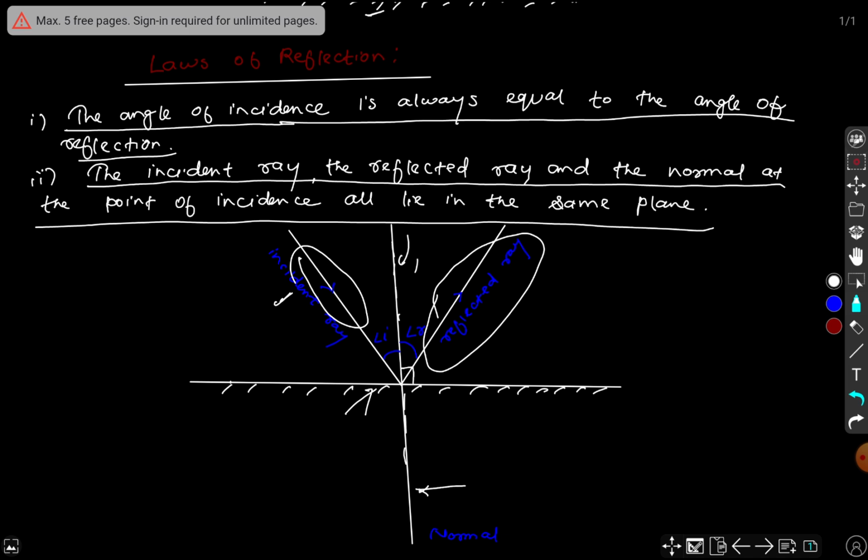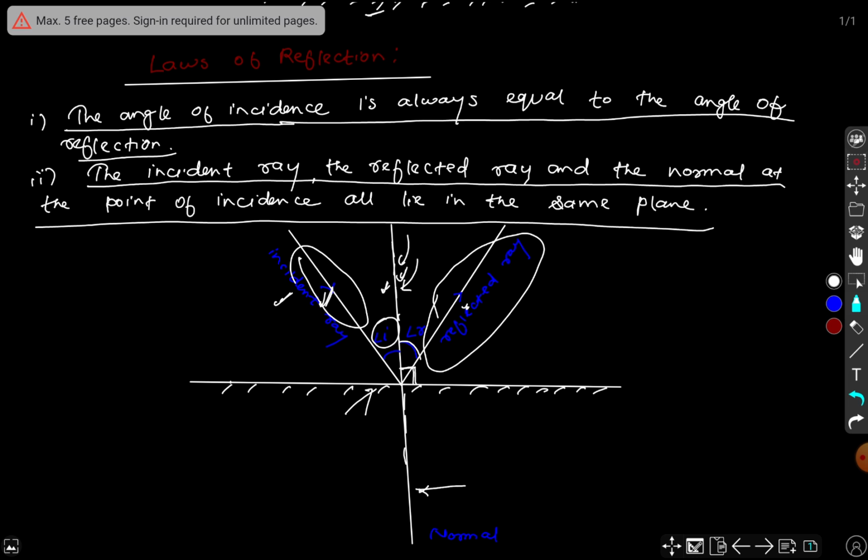So here this normal line is perpendicular to this surface. It's an imaginary line. Now what is angle of incidence? The angle formed by the incident ray and normal is called angle of incidence, angle I. What is angle of reflection? The angle that is formed between normal and reflected ray is called angle of reflection, angle R.